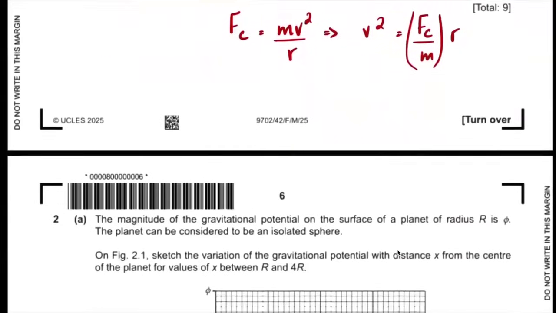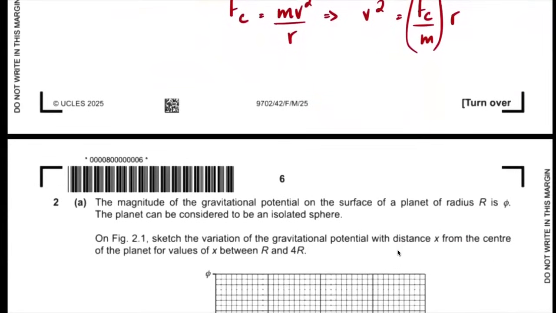Question number 2. The magnitude of the gravitational potential on the surface of a planet of radius r is phi. The planet can be considered to be an isolated sphere. On 2.1, sketch the variation of the gravitational potential with distance x from the center of the planet for values between r and 4r. So I know that gravitational potential outside is given by this expression, minus GM over r. And if you've seen questions like these, then you know that when you have this graph, you'll also have coordinates labeled.